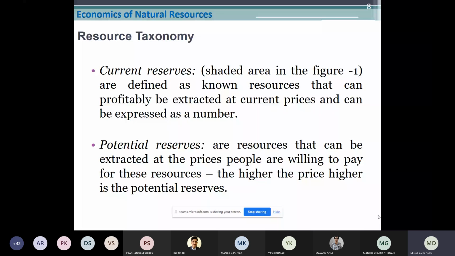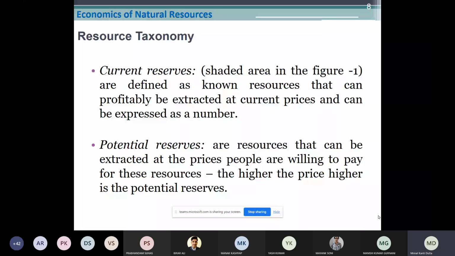If that is the case, we can find another type of reserves, which is known as potential reserves. And these potential reserves will not be exactly expressible in terms of a number. This will depend upon the price that people are going to pay. In a sense, the higher the price people are willing to pay, the higher will be the potential reserve. In that sense, we may not be in a position to express potential reserves in terms of a number. We can express potential reserve as a function of price.